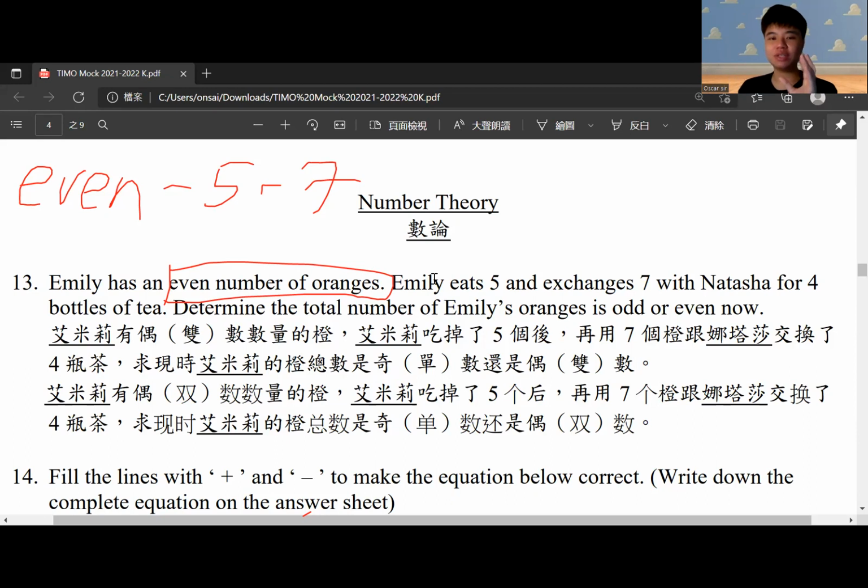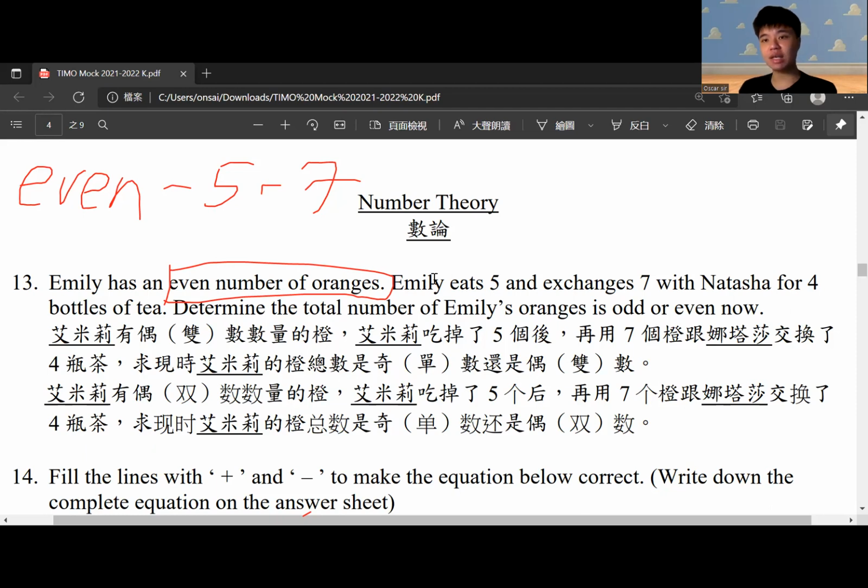Actually, we can't ensure the original number of oranges because the question is not telling us. Initially, we don't know the number of oranges. We just know the number is an even number. So absolutely, we can't find the final number, right? But we can figure out whether it is an even number or an odd number. Why? Because we can use the properties of numbers. You can think about it.